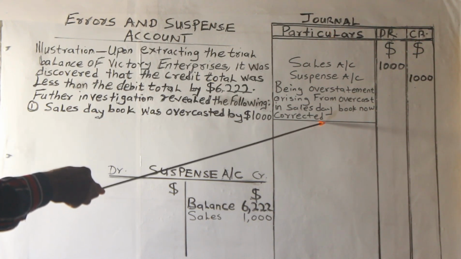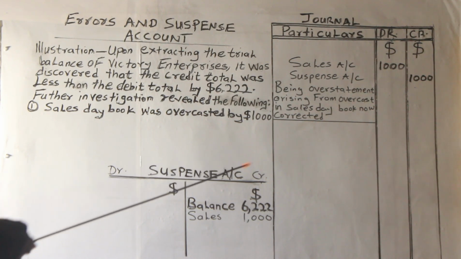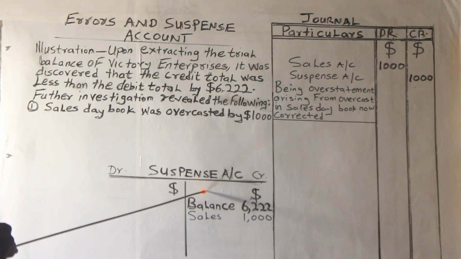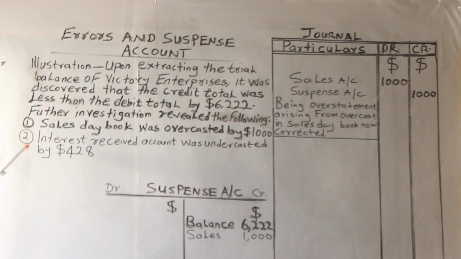which represents what happened in the trial balance, and the Suspense account. It is only these two accounts that you have to show in the exam. The second question reads: interest received account was undercasted by $428.